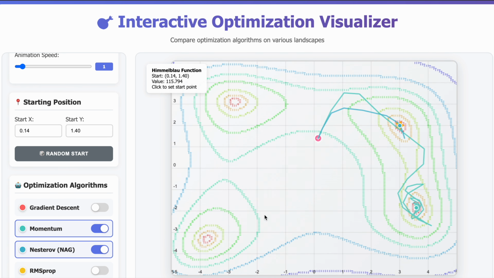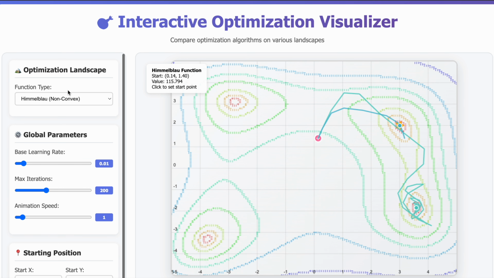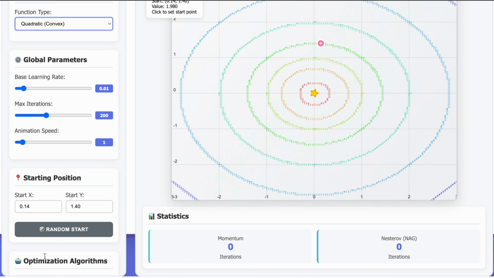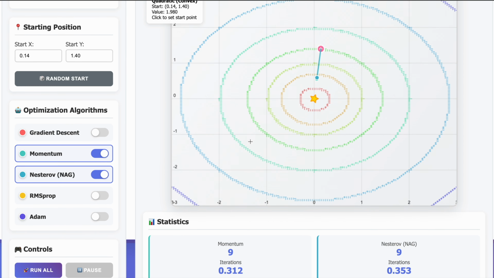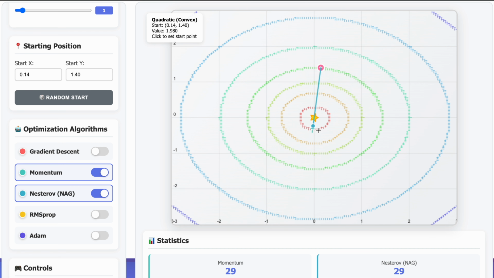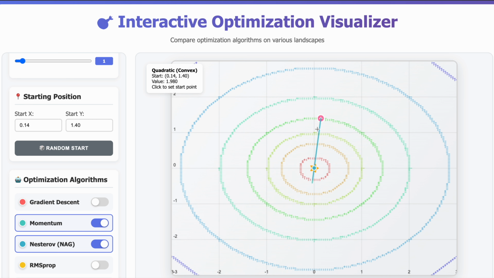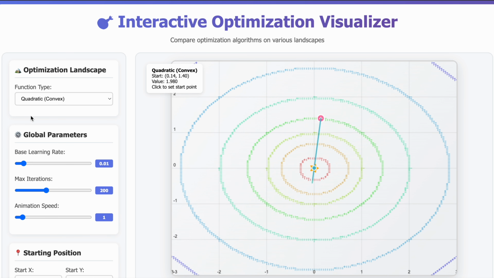So in NAG, we basically want to damp those oscillations. If I go to the quadratic part and play it again, you can see we have damped the oscillations while using Nesterov. This is the whole idea behind it.